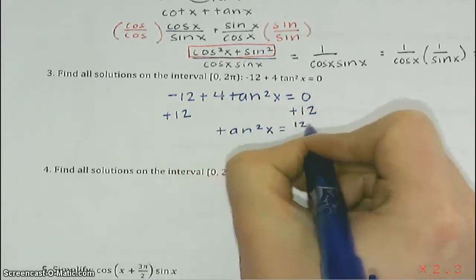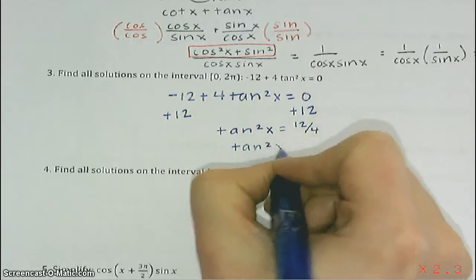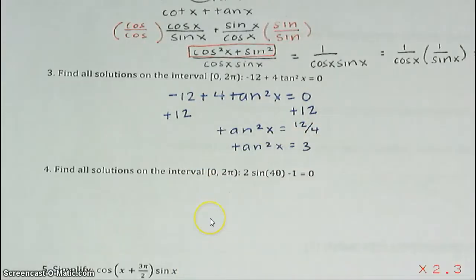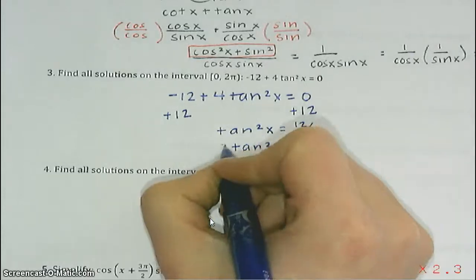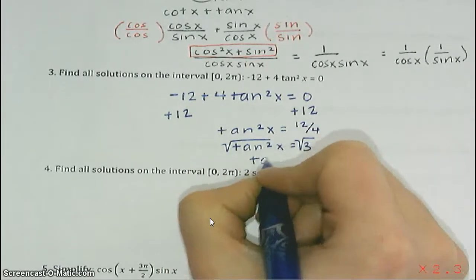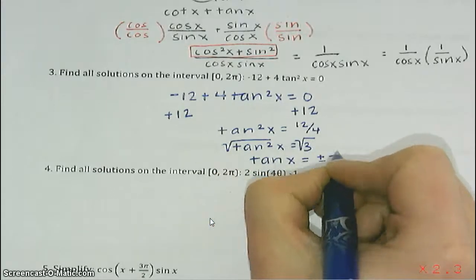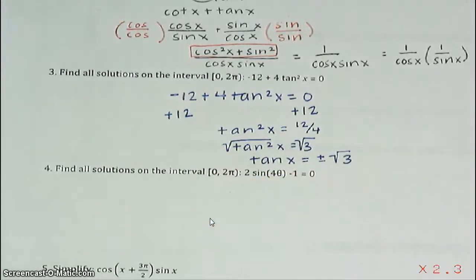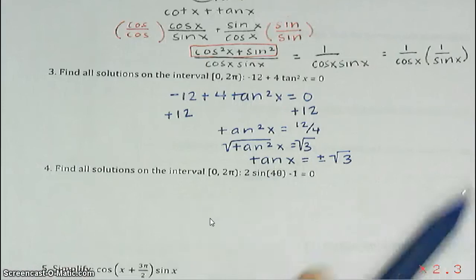And 12 over 4 is 3. At this point, to isolate tangent even further, we need to go ahead and take the square root of both sides. And keep in mind, a lot of people forgot this on their quiz, that you're going to get plus and minus the square root of 3. Right, not just the positive square root of 3. At this point, our trig function is all by itself.